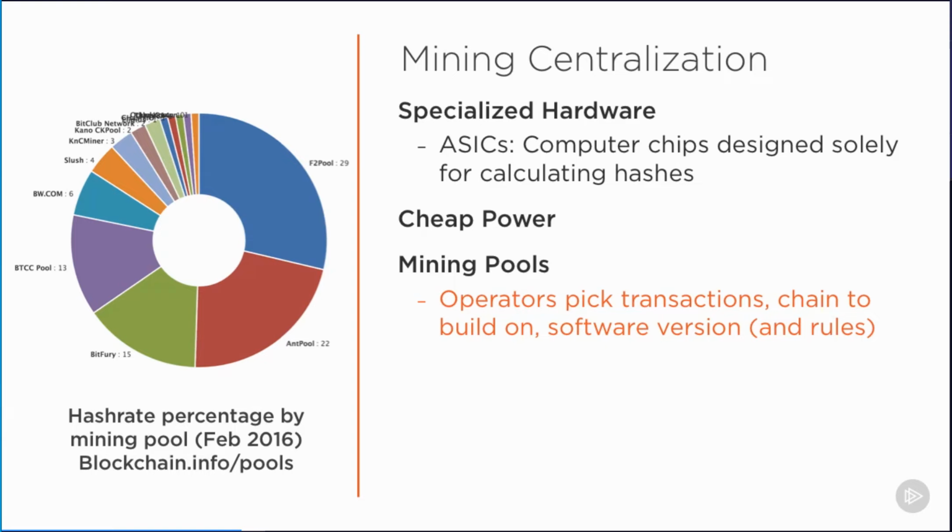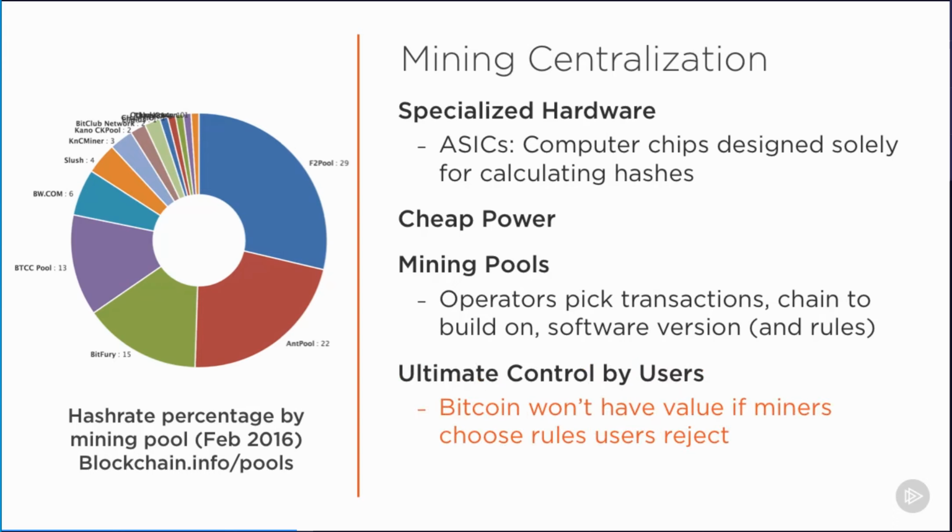Since only a handful of pools control the majority of all hashing power on the Bitcoin network, the current mining power is surprisingly concentrated. Now, this does not mean the miners have total control. If the miners should change rules against the ultimate desire of end users, who are the ones that trade real goods and services for Bitcoin, those users would switch to a different chain, making the new miner coins worthless.